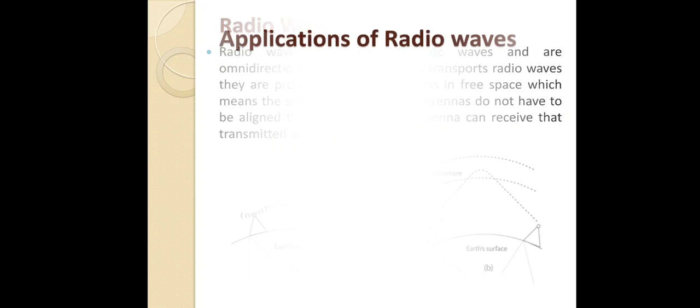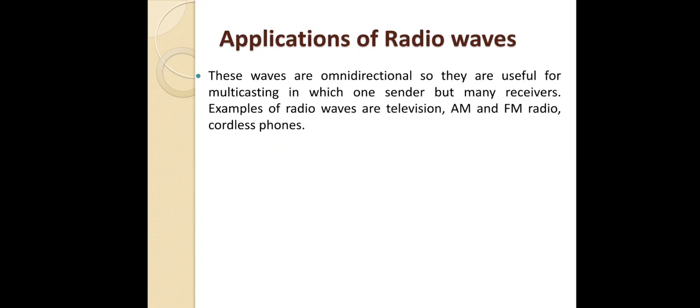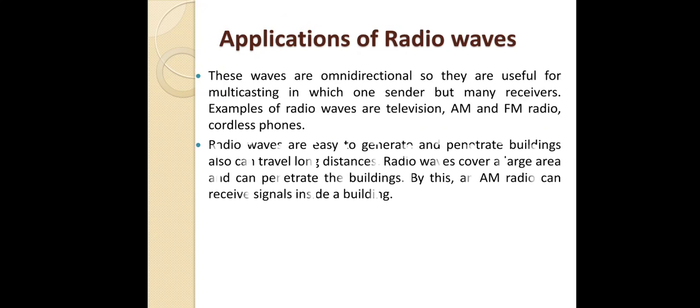Now, the applications of radio waves: these waves are omnidirectional, so they are useful for multicasting, in which there is one sender but many receivers. For example, radio waves are used in television, AM, FM radio, and cordless phones. Radio waves are easy to generate, penetrate through buildings, and can also travel long distances.